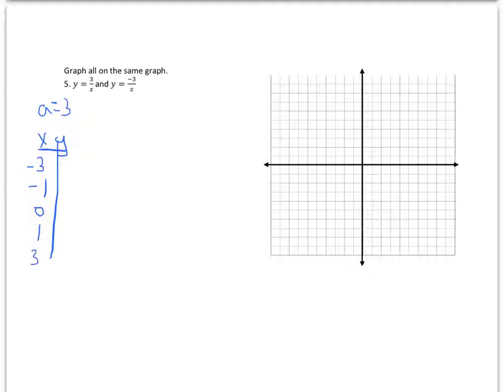So plug it in. Y equals 3 divided by negative 3, negative 1. Plug in the negative 1, you get negative 3. Plug in 0, you get undefined. Okay? And then plug in 1, you get 3. Plug in 3, you get 1. So let's plot these points now. So you go negative 3, 1, 2, 3, negative 1. And then negative 1, negative 3.